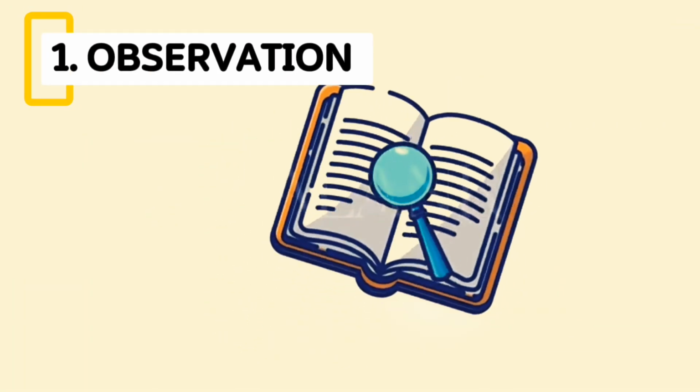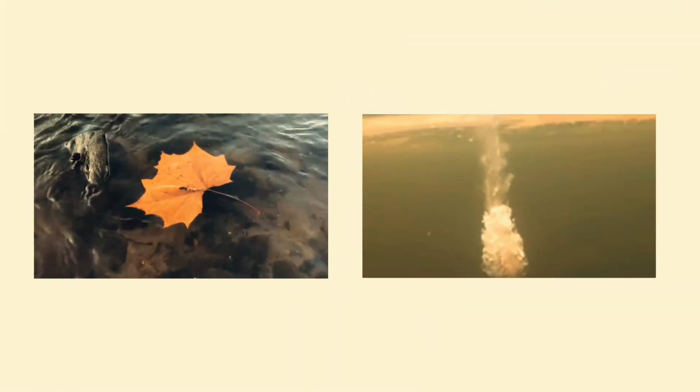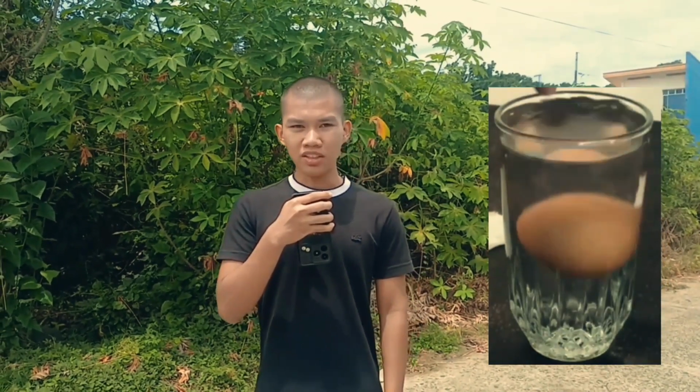First is observation, where we identify a phenomenon or problem. In our daily lives, we notice that some objects float while others sink when placed in water. For example, leaves float on the surface of water while stones immediately sink. We also observe that when an egg is placed in ordinary tap water, it usually sinks to the bottom of the container. This observation made us curious.